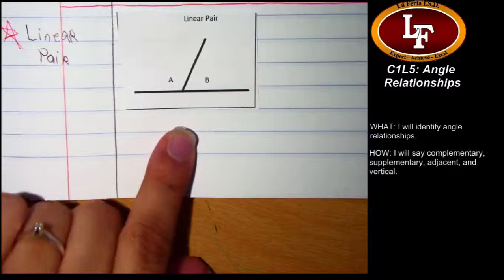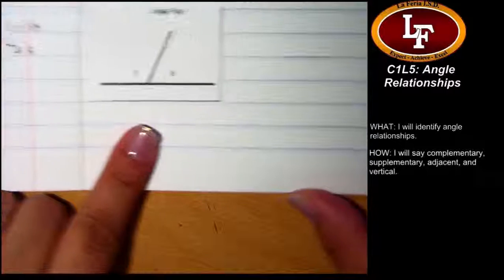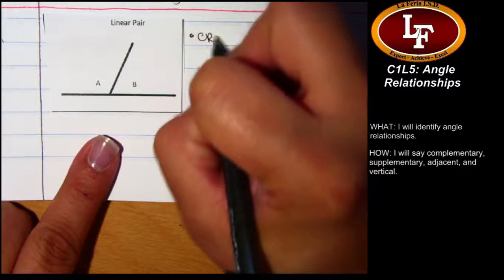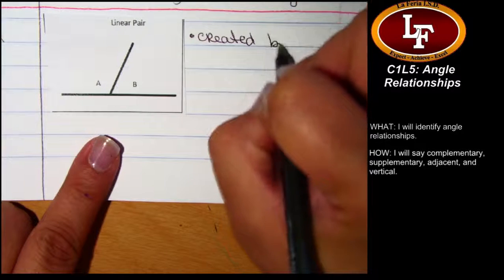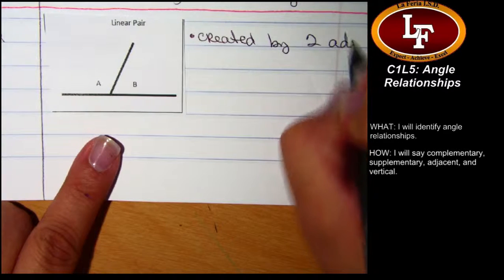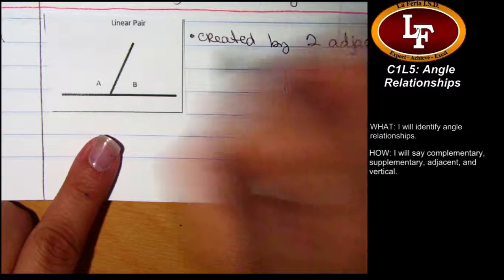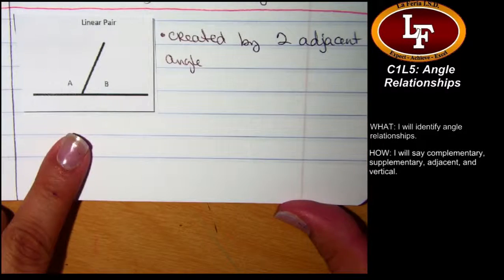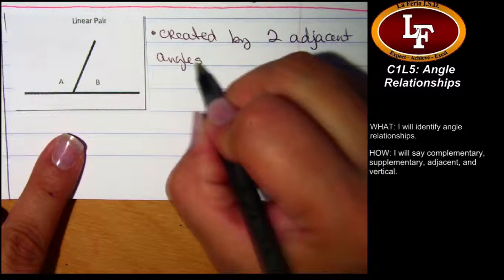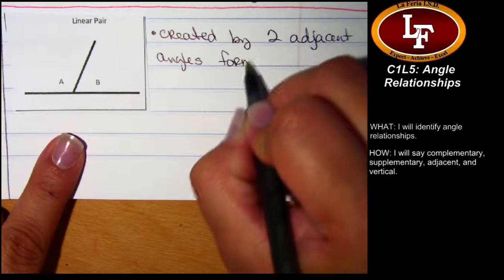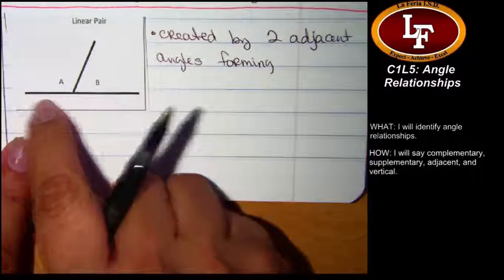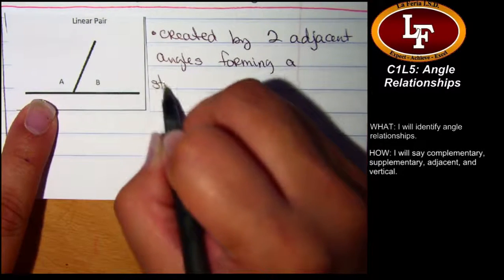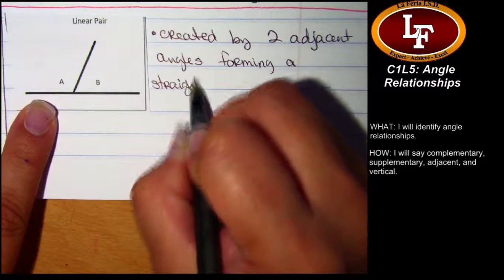They're definitely adjacent angles. How many? Two. So a linear pair is created by two adjacent angles, and these adjacent angles form something very special. Since we're talking about angles, we're going to say that they form a straight angle. A straight angle is the same as a straight line.